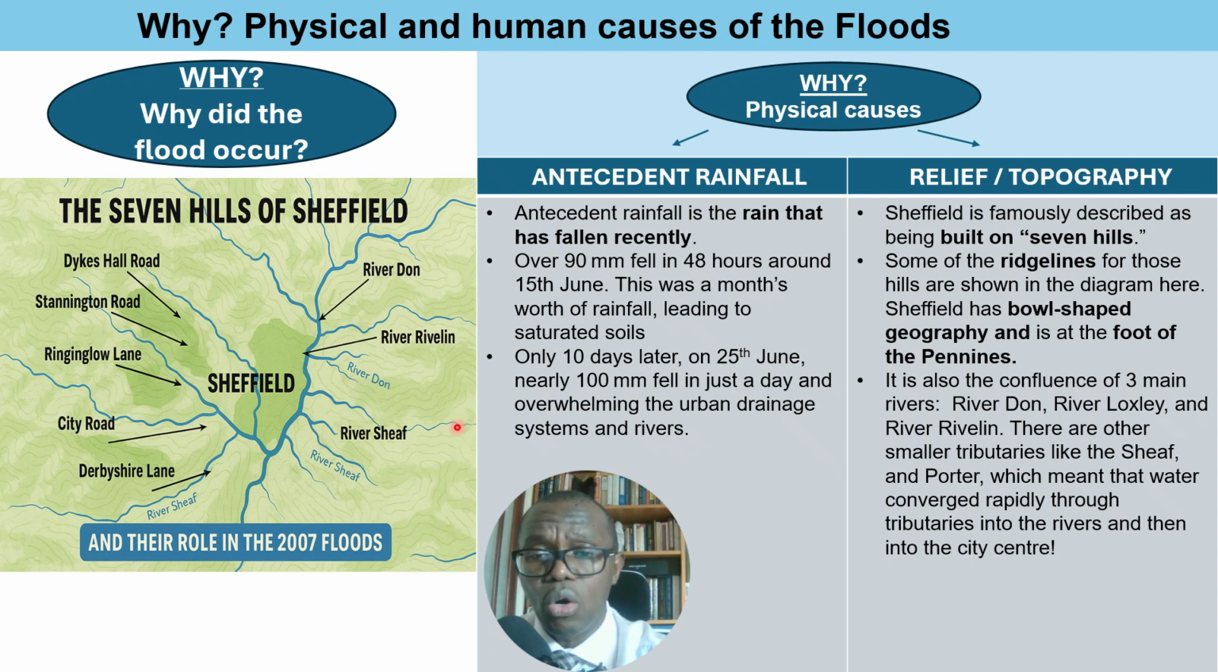Okay, so some of the ridgelines for those hills are shown on the diagram here. We've talked about that. Sheffield has a bowl-shaped geography and is at the foot of the Pennines, right at the bottom. So like we've said, it's the floodplain. Okay, so that then means that the rivers are going to converge very rapidly in Sheffield and then into the city center. Okay.